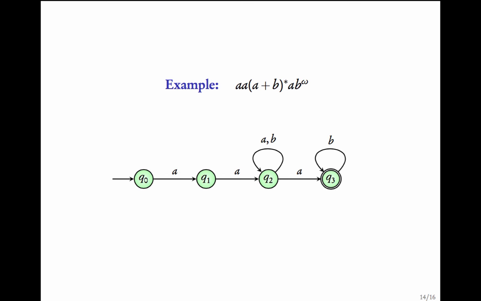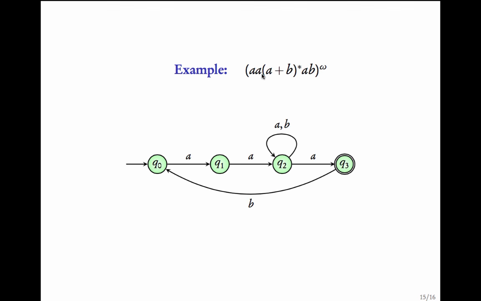Let us look at another example. (a+b)*a, and then you jump to b^ω. So this is what is happening. You give the automaton for (a+b)*a, and then you move to a state which will be accepting, and here you read only b's. So a word in this language would have an accepting run. This non-deterministic Büchi automaton corresponds to this omega regular expression.